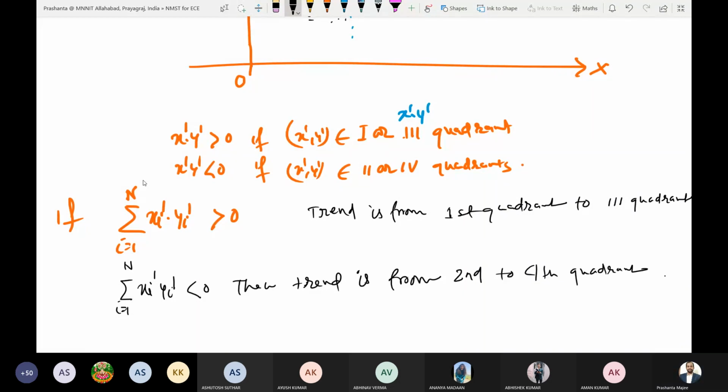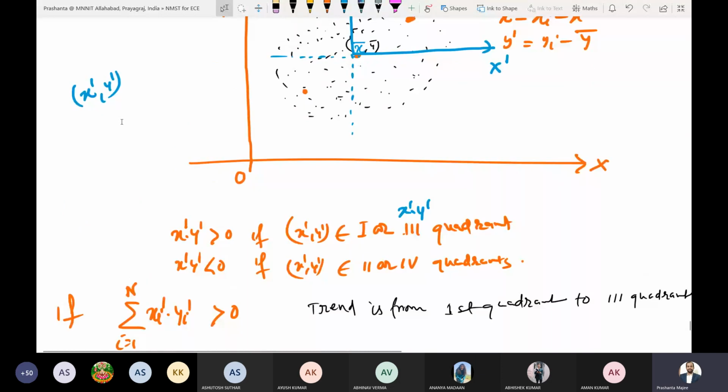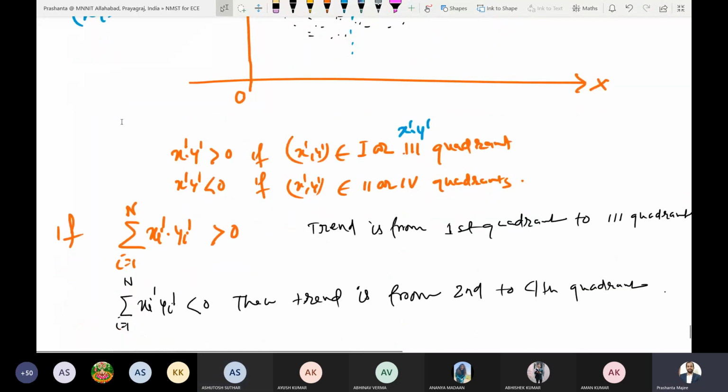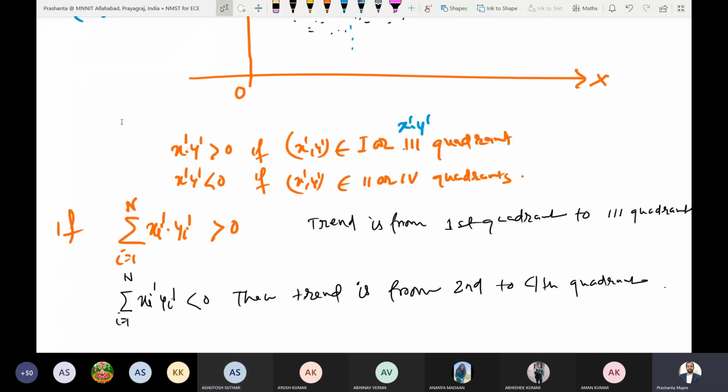Okay. What will happen if this sum is equal to zero? What can you say? What is the trend? No trend is there. All the data points are equally distributed with respect to the mean position. Yes or no? Yes, sir. If the sum, summation i equals 1 to n of xi dash yi dash, equals zero, what does that mean? There is no trend. All the data points are equally distributed with respect to the mean position.